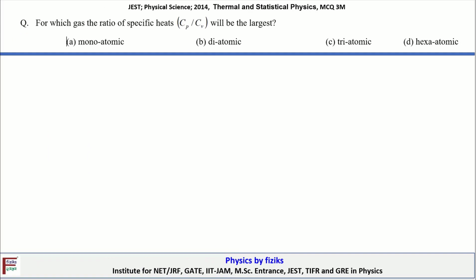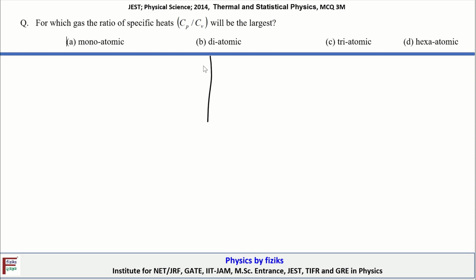So in this video we are going to discuss the question in thermal and statistical physics which appeared in JEST 2014 examination. So let's take a look at the first problem. The question is, for which gas the ratio of specific heats, that is Cp by Cv, will be largest.